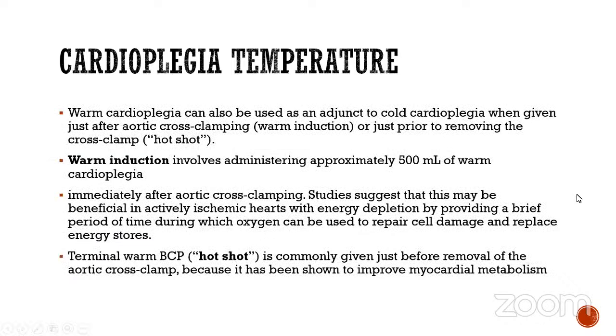Warm cardioplegia can also be used as an adjunct to cold cardioplegia when given just after aortic cross clamping. We can do something called warm induction, or just prior to removing the cross clamp, something called the hot shot. The warm induction involves administering approximately 500 milliliters of warm cardioplegia immediately after aortic cross clamping. Studies suggest that this may be beneficial in actively ischemic hearts with energy depletion, as it provides a brief period of time during which oxygen can be used to repair the cell and replace energy sources. The hot shot, or the terminal warm blood cardioplegia, is commonly given just before removal of the aortic cross clamp because it has been shown to improve myocardial metabolism.